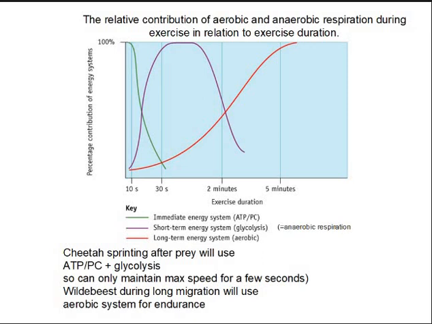I've got a couple of examples there. It's not just in humans. Remember, you could get questions about other sorts of animals, which is why that's in there. So we've got our cheetah using the ATP-CP anaerobic, whereas our wildebeest that's on a long migration, a long walk, will be using aerobic. So don't just assume they're going to ask you about humans.